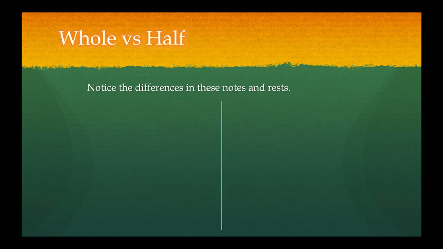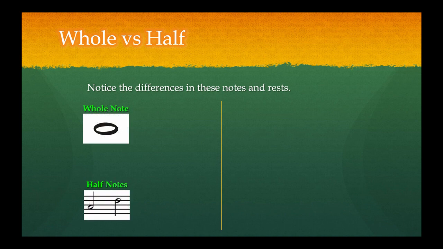Notice the differences in these notes and rests. We'll start with the notes. A whole note, only one fits in a bar, but with half notes, more than one fit in a bar. A whole note has no stem. Half notes have note heads with stems.